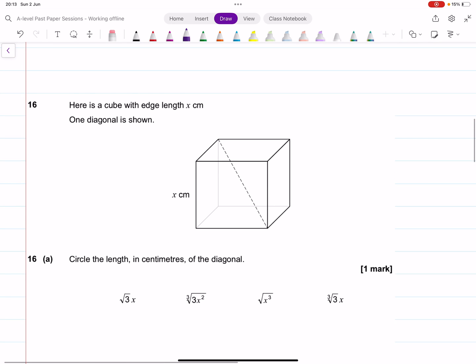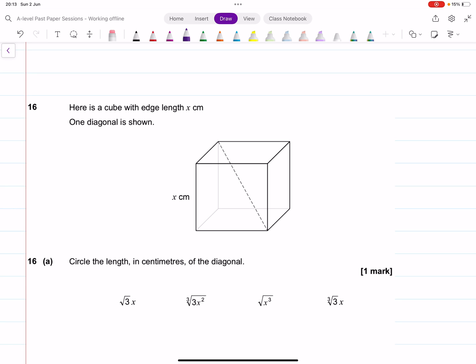Question number 16 from this paper. It says, here's a cube with edge length x centimeters. One diagonal is shown. Circle the length in centimeters of the diagonal. Now, it's a cube and the length of one of these edges is x centimeters. How can we find the length of this diagonal? Let's think about this.